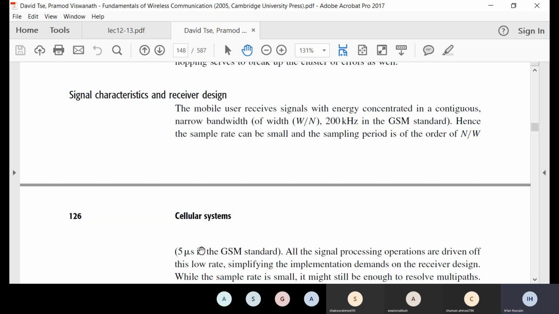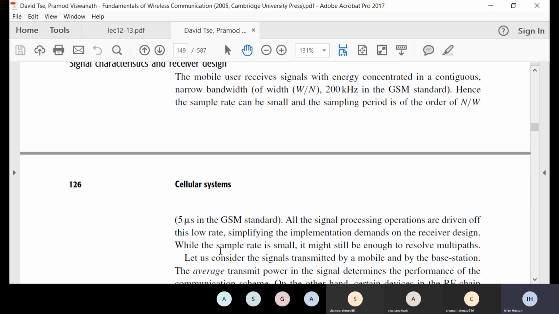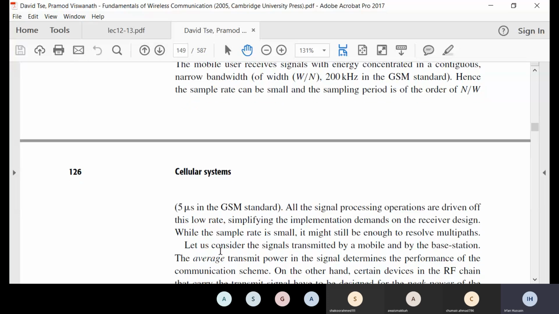Will become 5 microseconds. Here the sample rate is small, 5 microseconds. So the sample rate is small and it might resolve multipaths depending on the multipaths. If the multipaths have a difference of the order of 5 microseconds, then you can resolve them. Otherwise you cannot resolve them. For example, if another multipath is 5 microseconds away, then you can resolve them.